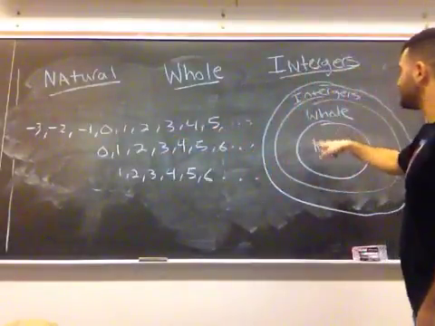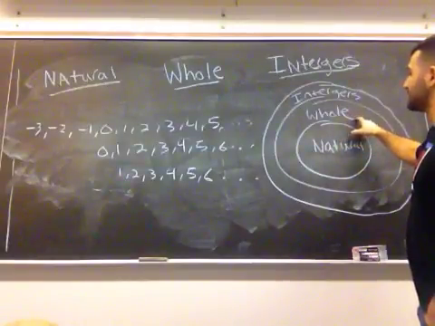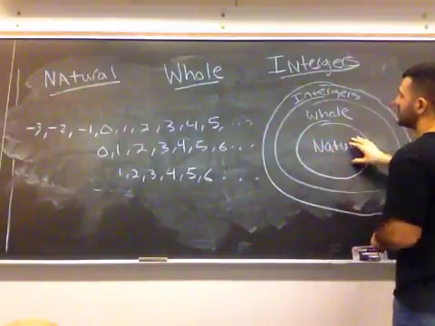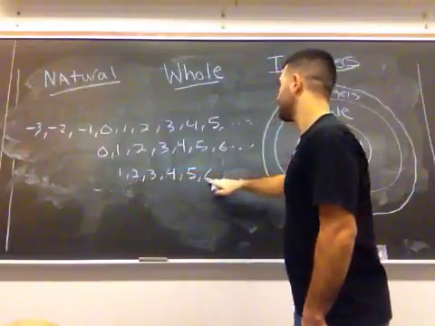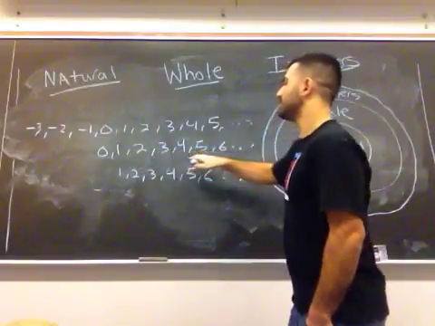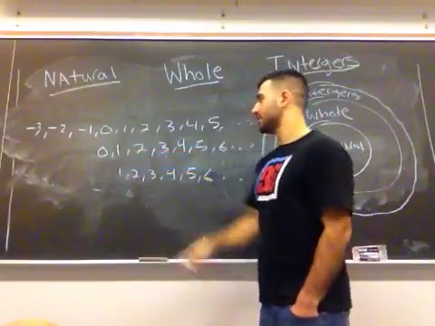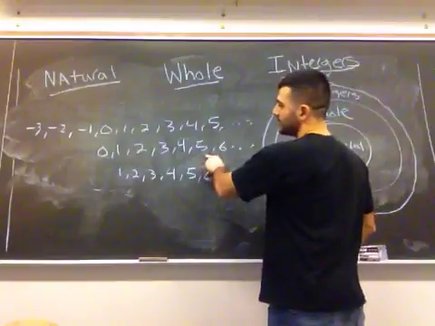If you see all these circles, this circle is contained in this one, meaning that any number that's a natural number is also a whole number, right? If I have any number here, it's obviously a whole number too, because a whole number is a natural number plus 0. So any number I can write as a natural number, let's say 5, is also a whole number.